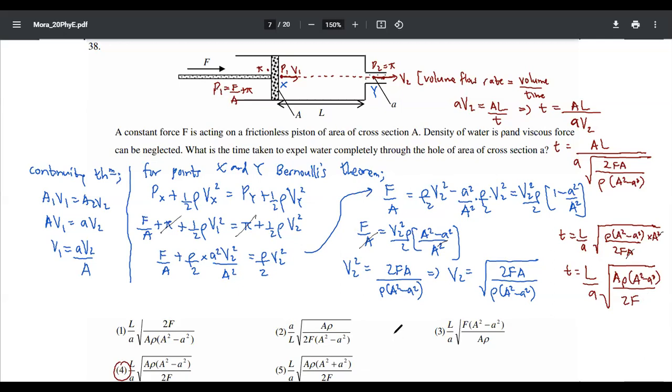Nice. 38. Fourth one. It's a very different question, a very different approach. We very rarely come across this time. It's either velocity or pressure. That's what we find normally when it comes to Bernoulli's theorem. So if you are wondering how to connect time, this is the only way we can connect time.